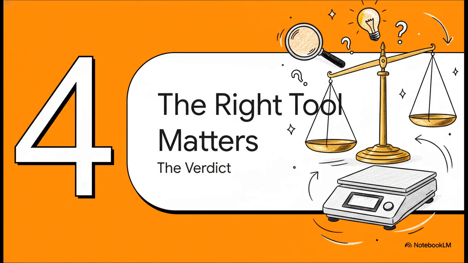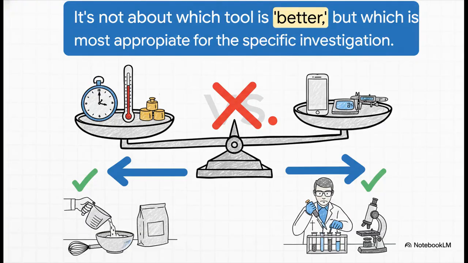After looking at all the evidence, after weighing all the pros and cons, what's the verdict on our little mystery of the two scales? And the verdict is this. It was never about which scale was right or wrong or which one was better. The real answer, the scientific answer, is that it's all about which instrument is the most appropriate for the specific job you're doing. For a quick estimate, that analog scale might be perfectly fine, but for high-precision chemistry, that digital scale is absolutely essential. The real skill is knowing which one to choose and when.